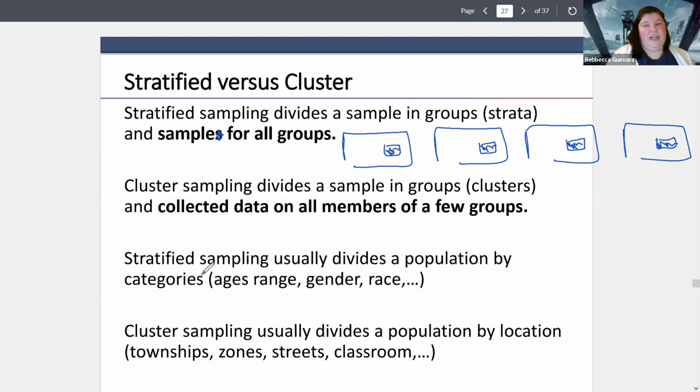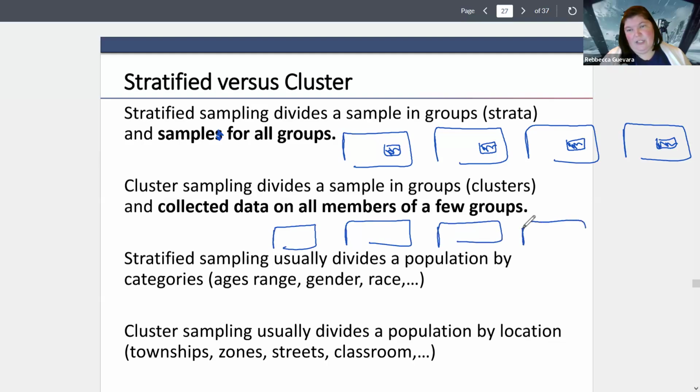When we're doing a cluster, we divide the sample into groups we call clusters, and we collect all data on all members of a few of the groups. So it's kind of the same way. We're going to have different groups, but this time I'm not sampling a little bit from each group. I'm just taking two whole groups and sampling them. Those probably vary a little bit.